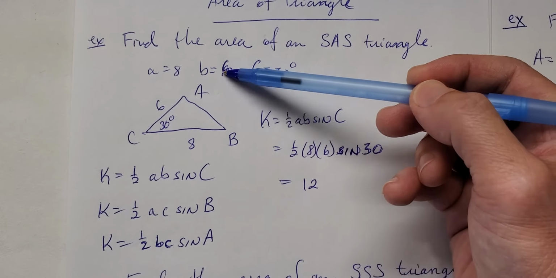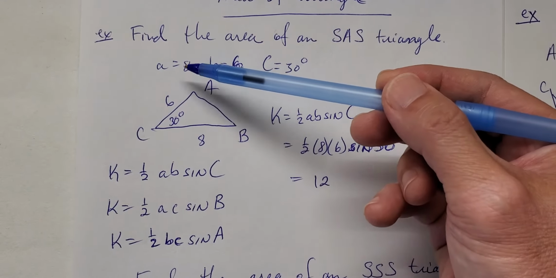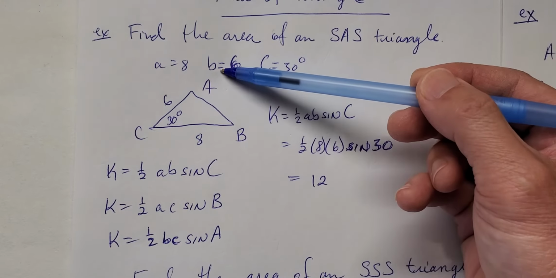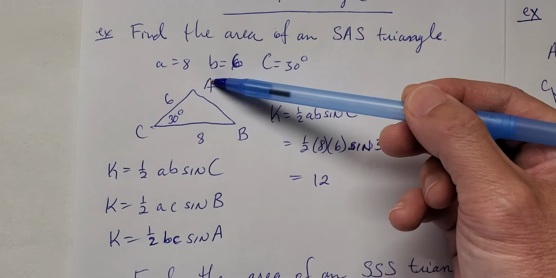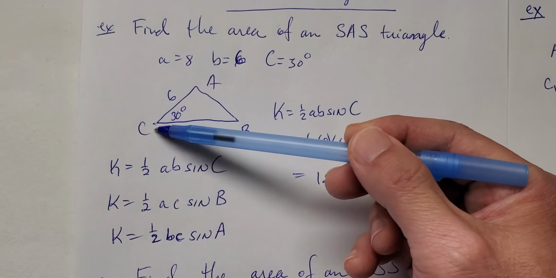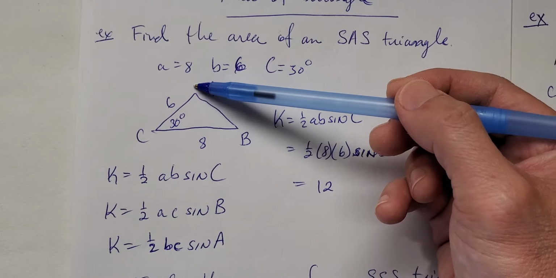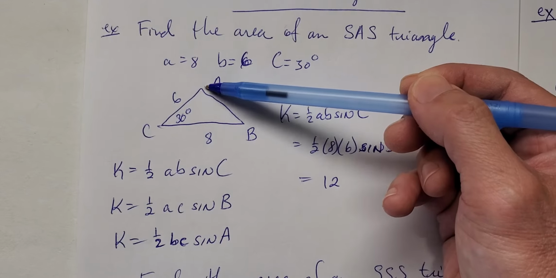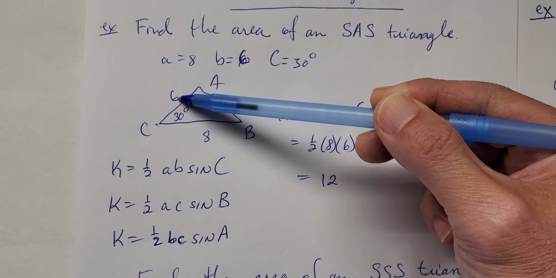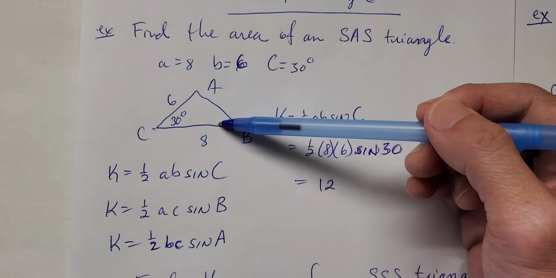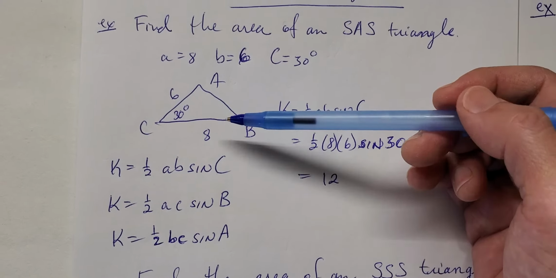Given little a, little b, and angle C. So we'll pretend that this triangle has the little a, little b, and big C. So we'll pretend that C is here, A is here, B is here. So C is 30 degrees. Little a is always opposite of big A. So here's big A, opposite will be little a. Here's big B, opposite, or across, or on the other side, will be the little b.